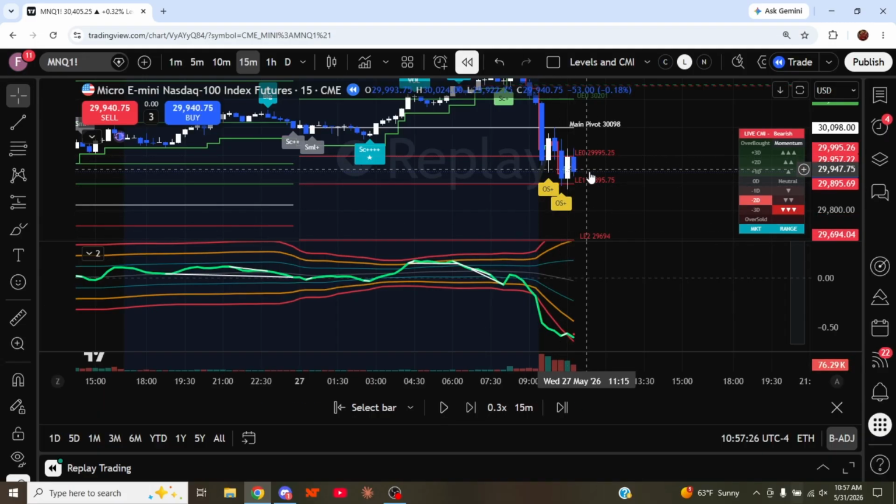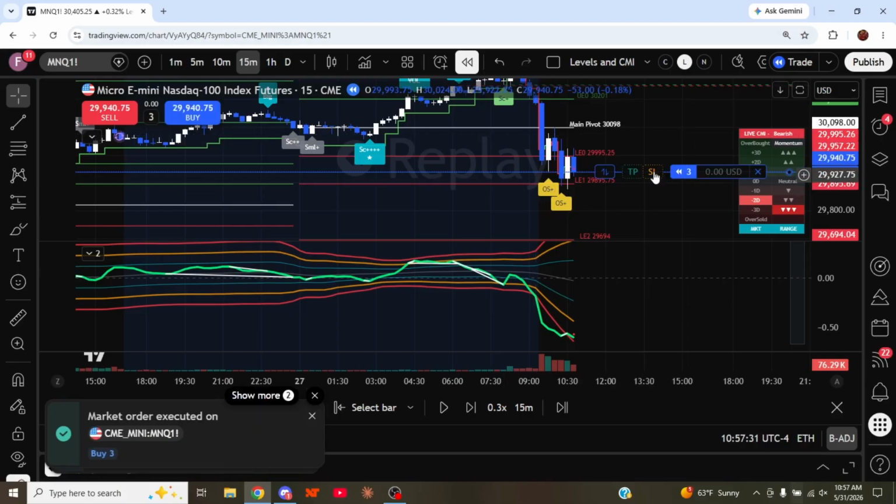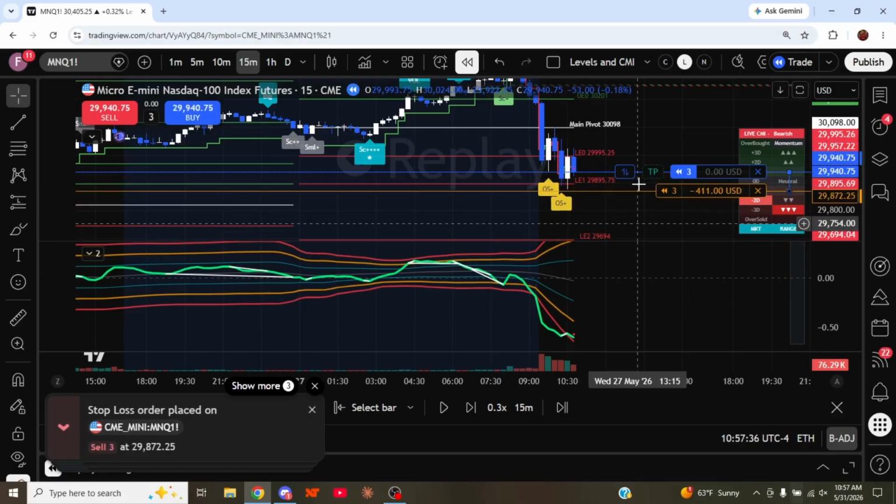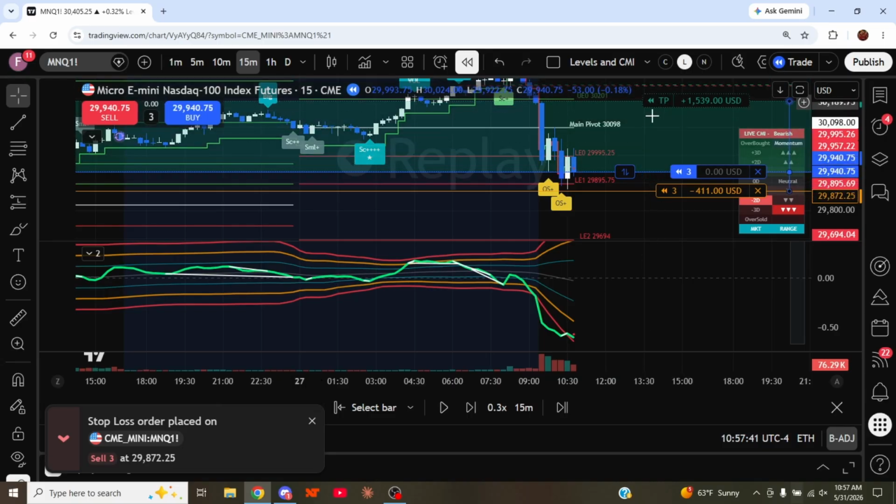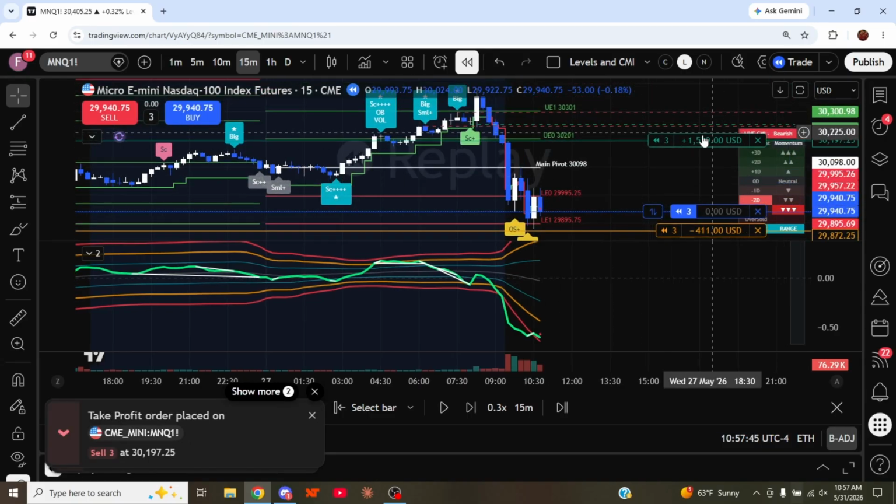Okay, another oversold. All right, now I like this. This gives us a decent stop out area so we can buy. Stop loss down here below that wick. And then take profit up here.